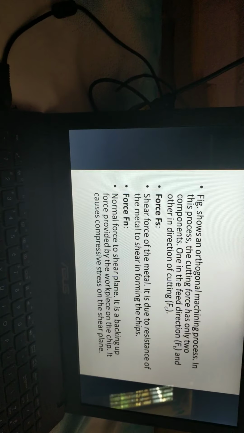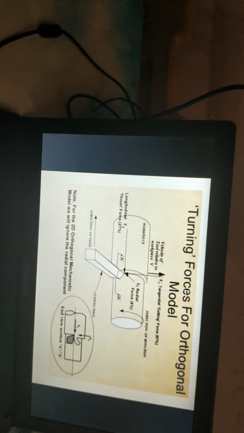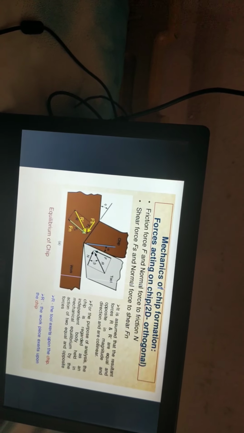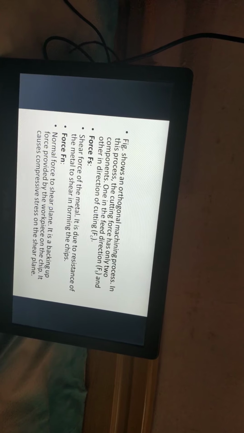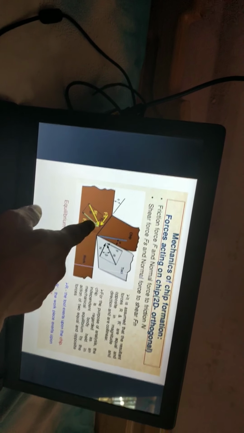Force Fn. See, this is Fs and this is Fn. The shear force in metal is due to resistance of the metal to shear in forming the chip. The normal force on the shear plane is a backing up force provided by the workpiece on the chip. It causes the compressive stress on the shear plane. See, this is Fs, this is Fn.